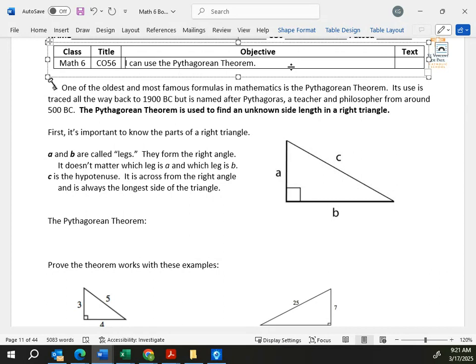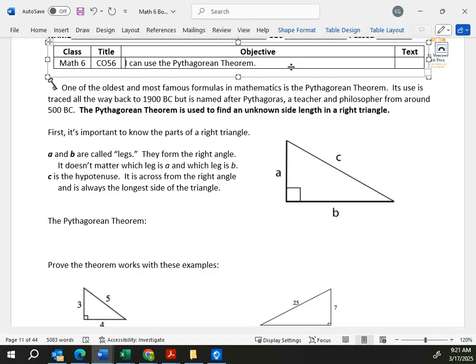One of the oldest and most famous formulas in mathematics is the Pythagorean theorem. Its use is traced all the way back to 1900 BC, before Christ. So this is really old math. But it's named after Pythagoras, a teacher and philosopher around the time of 500 BC. So still a long time ago. The Pythagorean theorem is used to find an unknown side length in a right triangle. So we use this when we know it has a right angle, and it can help us find side lengths.